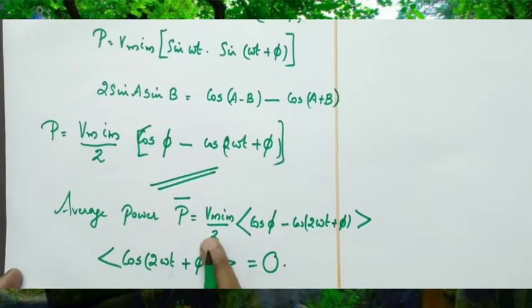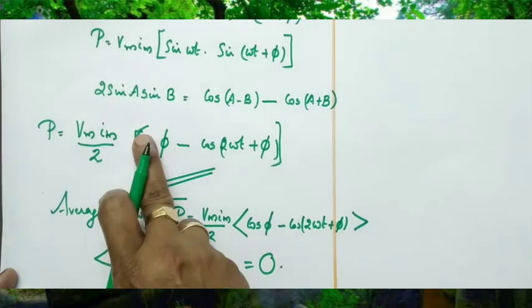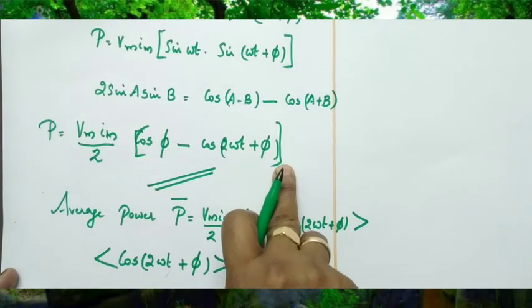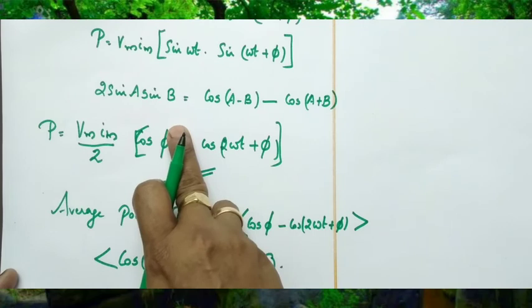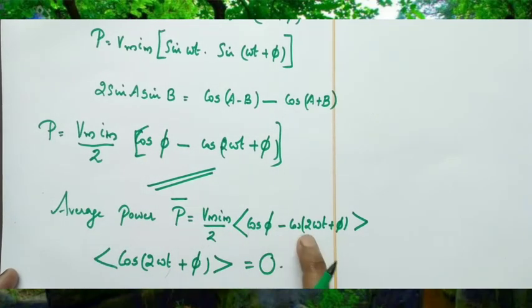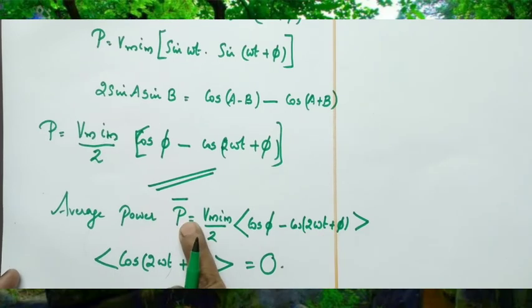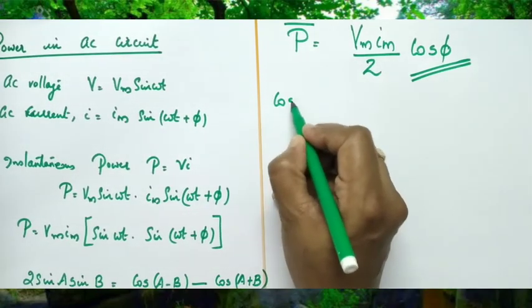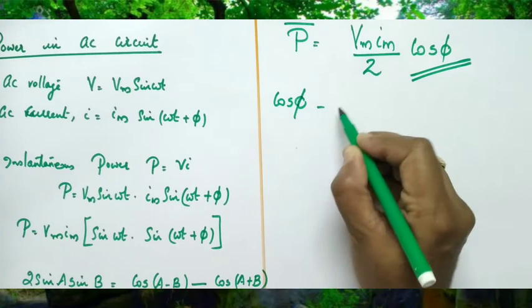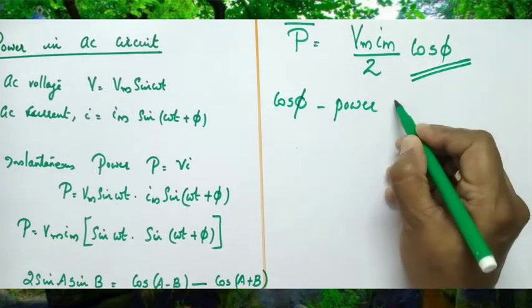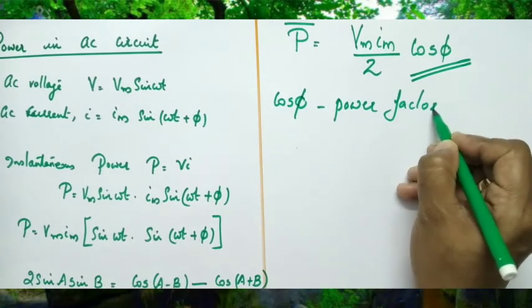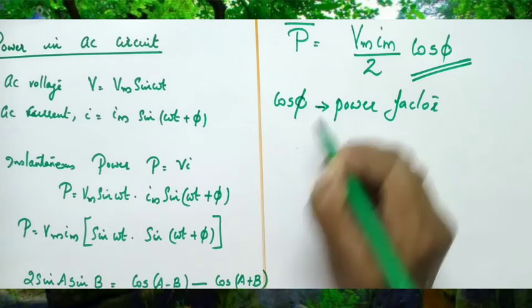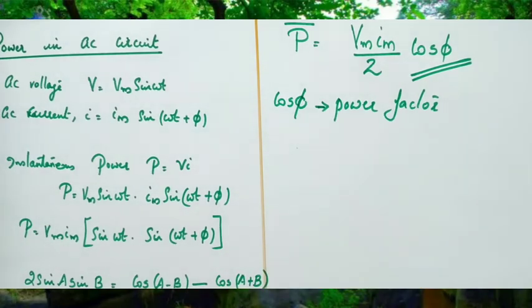P average is Vm Im by 2 times the average of cos phi minus cos 2 omega t plus phi. Cos phi is a pure constant, so no average for that. The average of cos 2 omega t plus phi is equal to 0. So, average power in a series LCR is Vm Im by 2 cos phi. And here this cos phi is called power factor. Phi is the phase difference between voltage and current, and this cos phi is called a power factor.